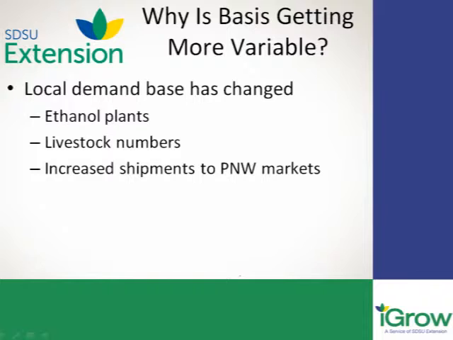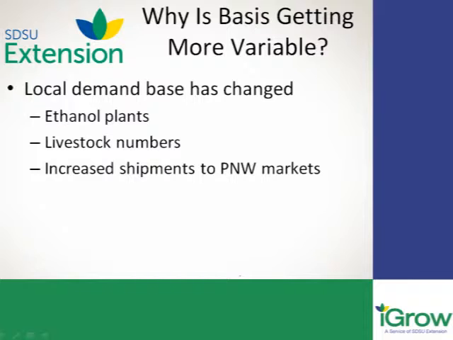The presence of ethanol plants and additional livestock numbers have both ended up adding another use market, or another sink, for grain buyers to be purchasing grain. That tends to bid up local prices more relative to other places in the region or in the country, and that's a supported basis.